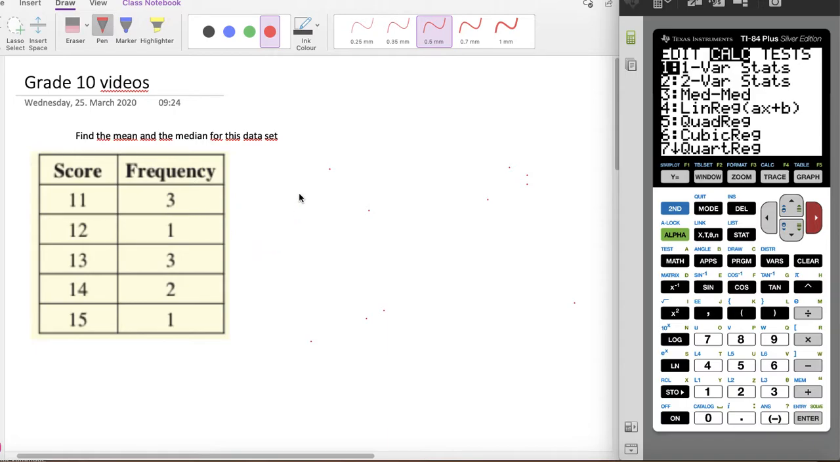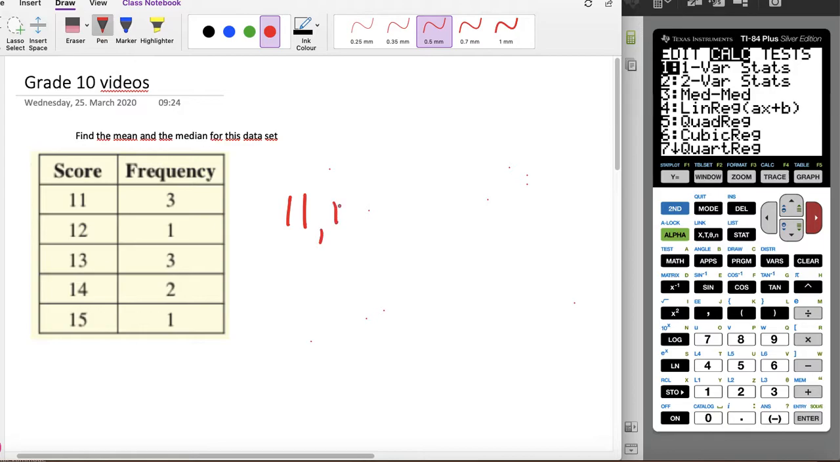So if you were to write this out, you would say that you had 11 3 times. And then you would write 12, and then you would write 13 3 times, and so on and so on. So you know that if you wanted to find the mean or the median of this data set, the frequency is just telling you how many times the score should be counted. So in essence, we only have one variable statistics.